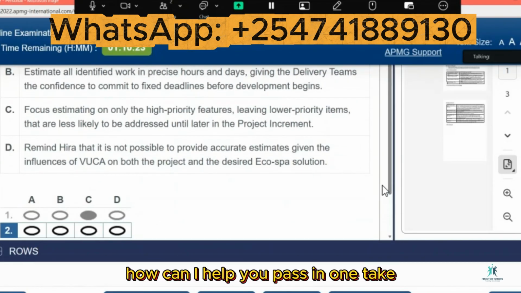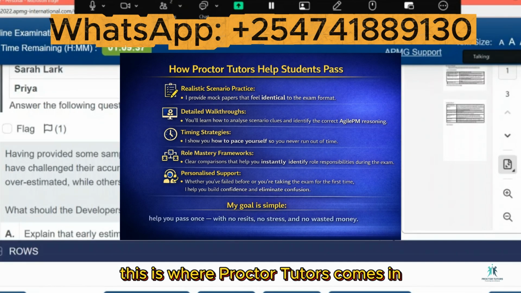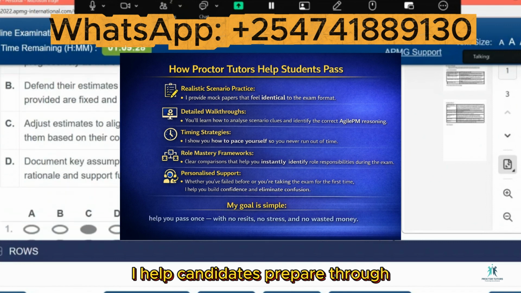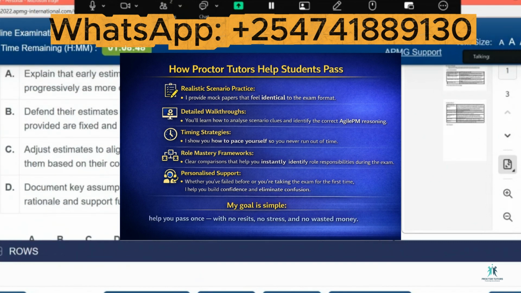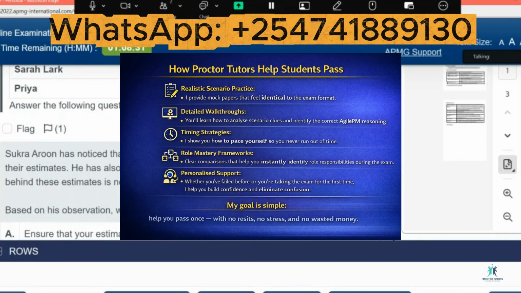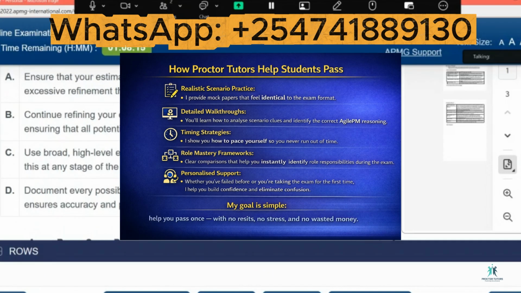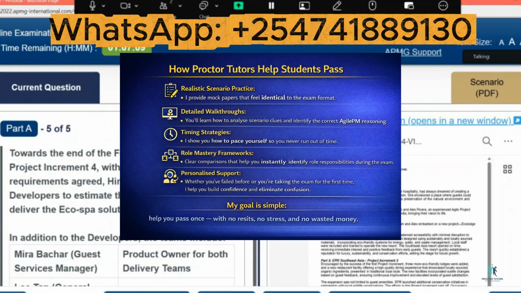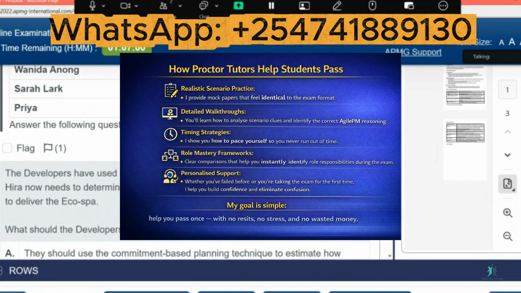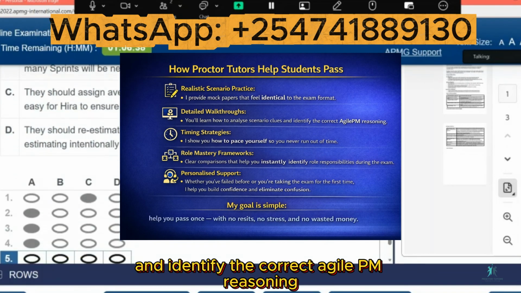How can I help you pass in one take? This is where Proctor Tutors comes in. I help candidates prepare through realistic scenario practice. I provide mock papers that feel identical to the exam format. Detailed walkthroughs. You'll learn how to analyze scenario clues and identify the correct Agile PM reasoning.